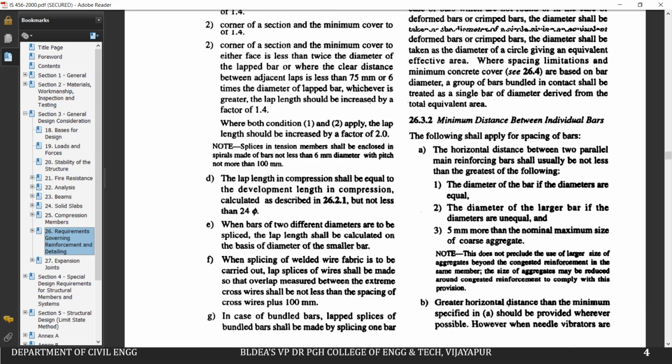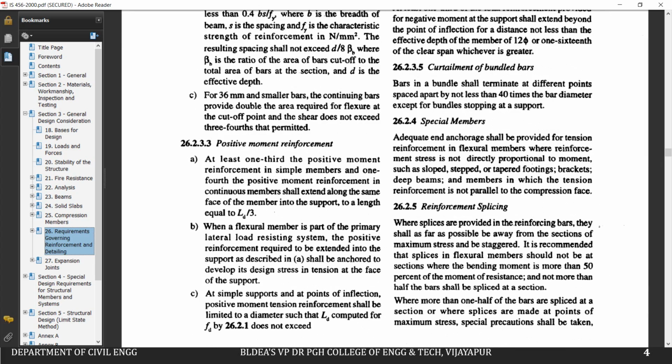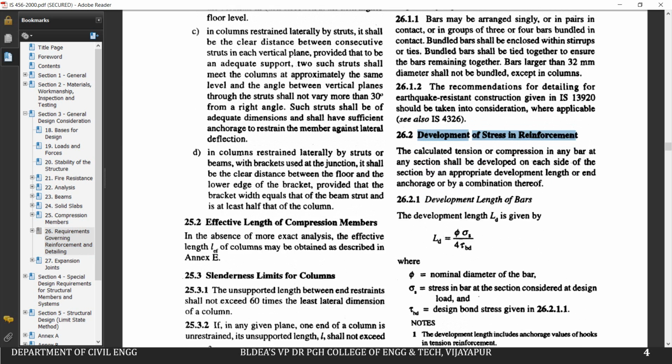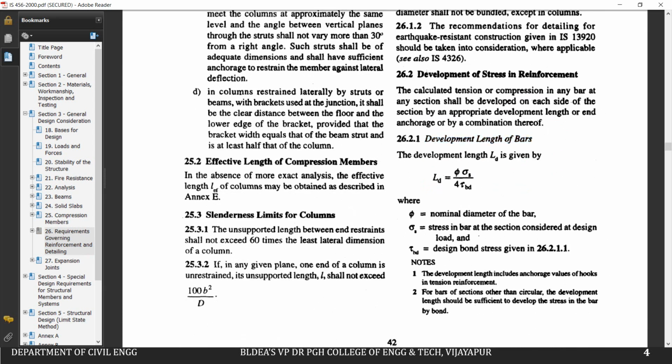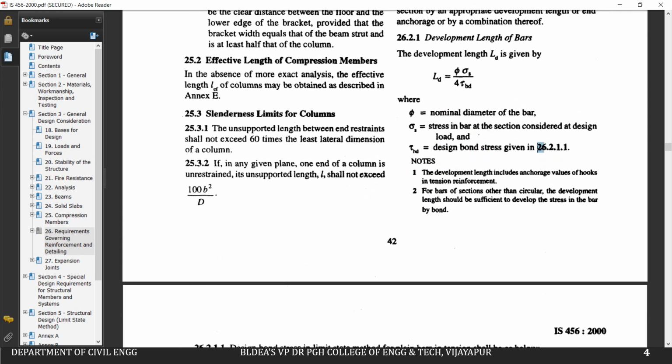This is also given in the code book. Let me show you what they have given regarding the development length of bars. You can see the development of stresses in reinforcement, how to calculate the development length of the bar, given in IS 456 2000. Ld, the development length, is given by phi into sigma s divided by 4 into tau bd, where phi is the nominal diameter, sigma s is the stress in the bar, and tau bd is the design bond stress. Now how to get this design bond stress?